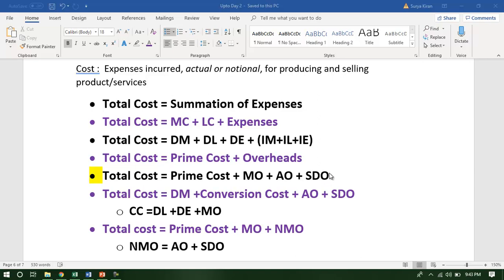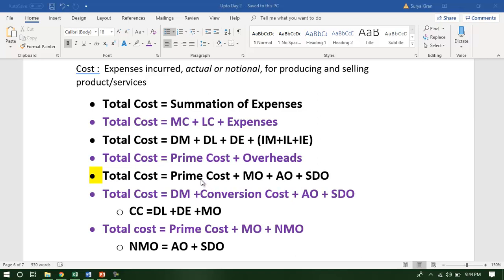So you are able to see in all these cases we are finding the total cost, but the way we find differs, and that selection, the choice of the method, completely and fully depends on the managerial needs.